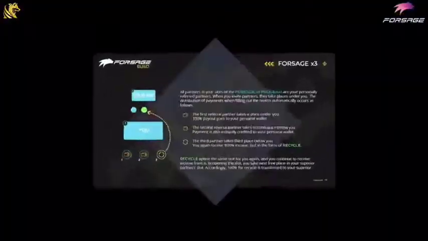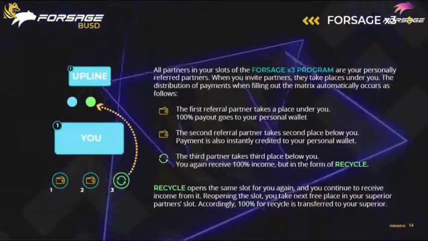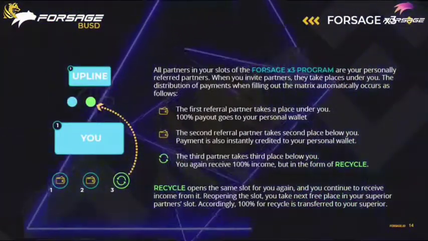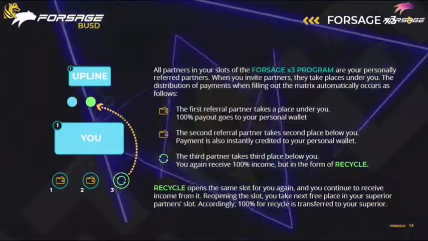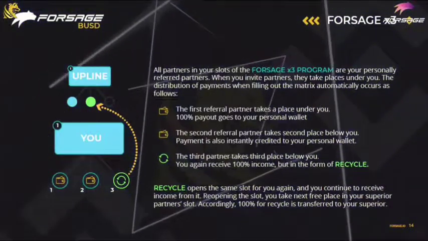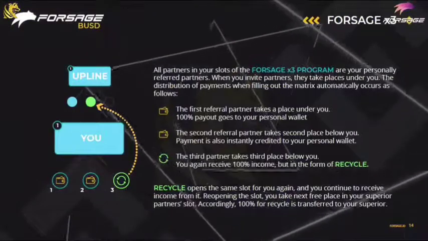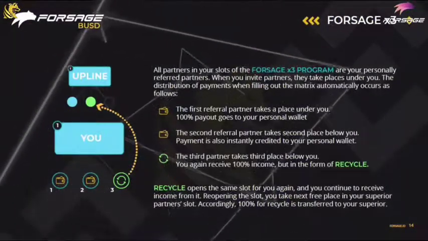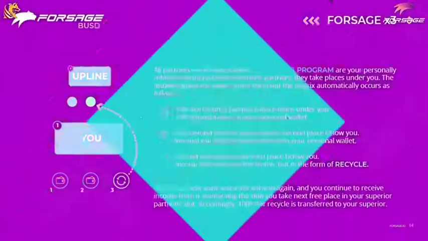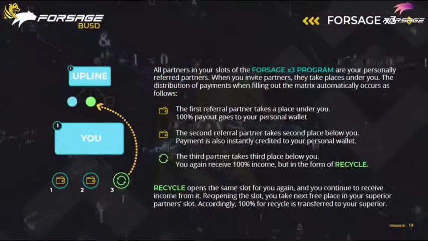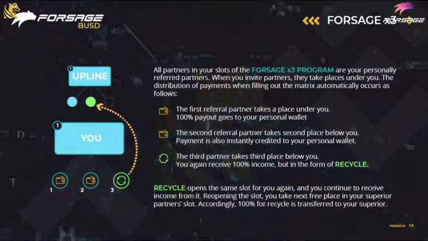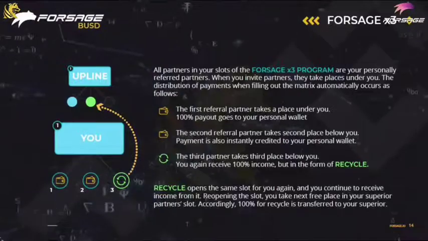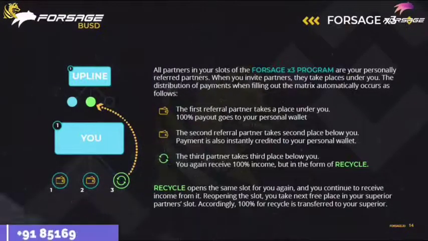If we talk about the working of the X3 program, here you get all personally referred partners. When you invite partners, they take a place under you. The first referred partner takes a place under you, and 100% of the amount goes to your personal wallet. Similarly, the second partner comes and pays you in your personal wallet. But when the third partner takes a place below you, you again receive 100% income, but in the form of a recycle. Here recycle means opening of the same slot for you again, and you continue to receive income from it. Always 100% of the recycled amount is transferred to your superior.